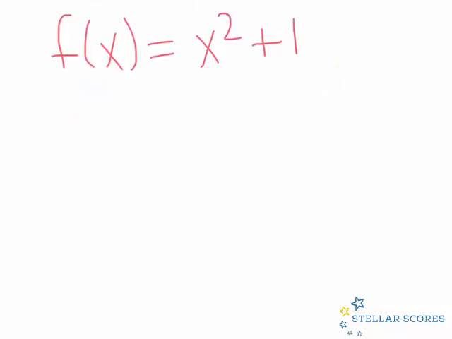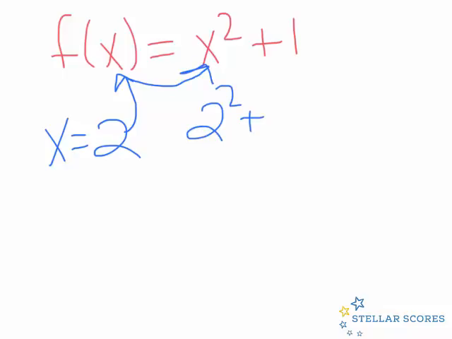To quickly review functions, I just wrote a completely different function here. f of x is equal to x squared plus 1. So if I said x is equal to 2, how do you solve this? Well, any place there is an x, we're just going to substitute in 2. So x equals 2 is the same as 2 squared plus 1, which is 4 plus 1, which is 5.